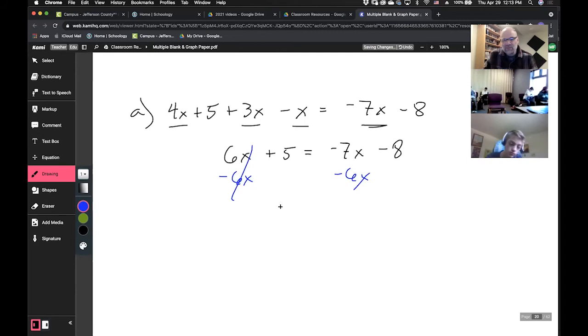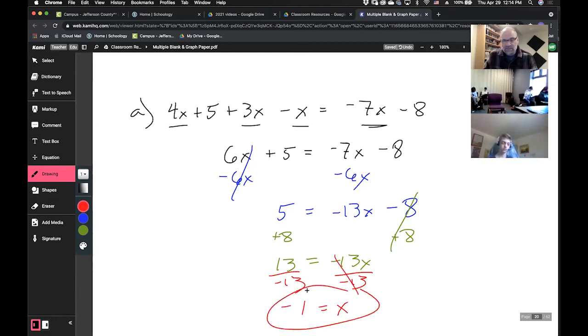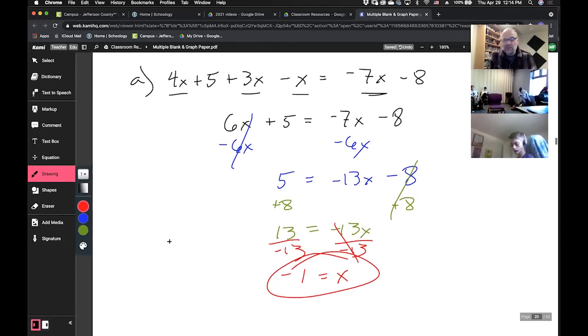Then I would have gotten a 5 over here, and then negative 6x minus 6 more x's is negative 13x minus 8. All right, now we're back to here, so add 8 to both sides. And then I would have gotten 13 equals negative 13x. And that's fine. Now you just divide by negative 13. And you still get x equals negative 1. So it just makes it a little bit more complicated when you divide by a negative number. But it's not the end of the world if you get rid of the 6x instead of the negative 7x.